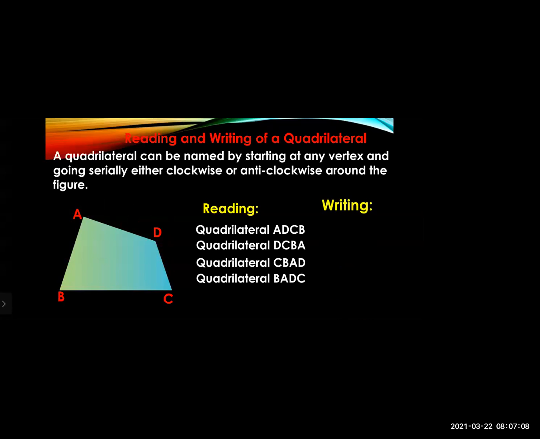Okay. See, now how can you write? While writing, you can put this symbol in short form. Means no need to write the full spelling of quadrilateral. You can show this symbol and write it down like this. Quadrilateral ADCB, quadrilateral DCBA, quadrilateral CBAD, and quadrilateral BADC. So like this you can read or write a quadrilateral.